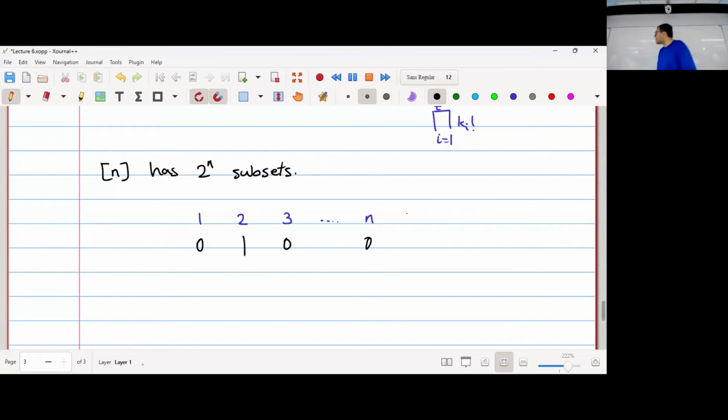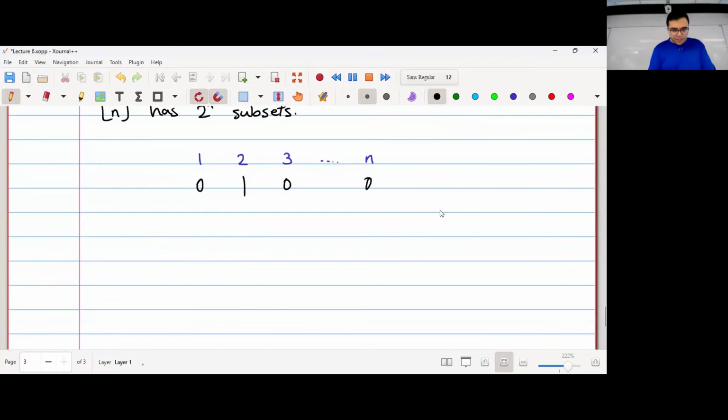Okay. So what I'm doing here is finding a one-to-one correspondence between the subsets and the sequences of zeros and ones. So if I give you a subset of the numbers from 1 to n, you can translate it to exactly one sequence of zeros and ones. And if I give you a sequence of zeros and ones of length n, you can translate it to exactly one subset. So this shows that the number of subsets is equal to the number of sequences of length n of 0 and 1. Right?